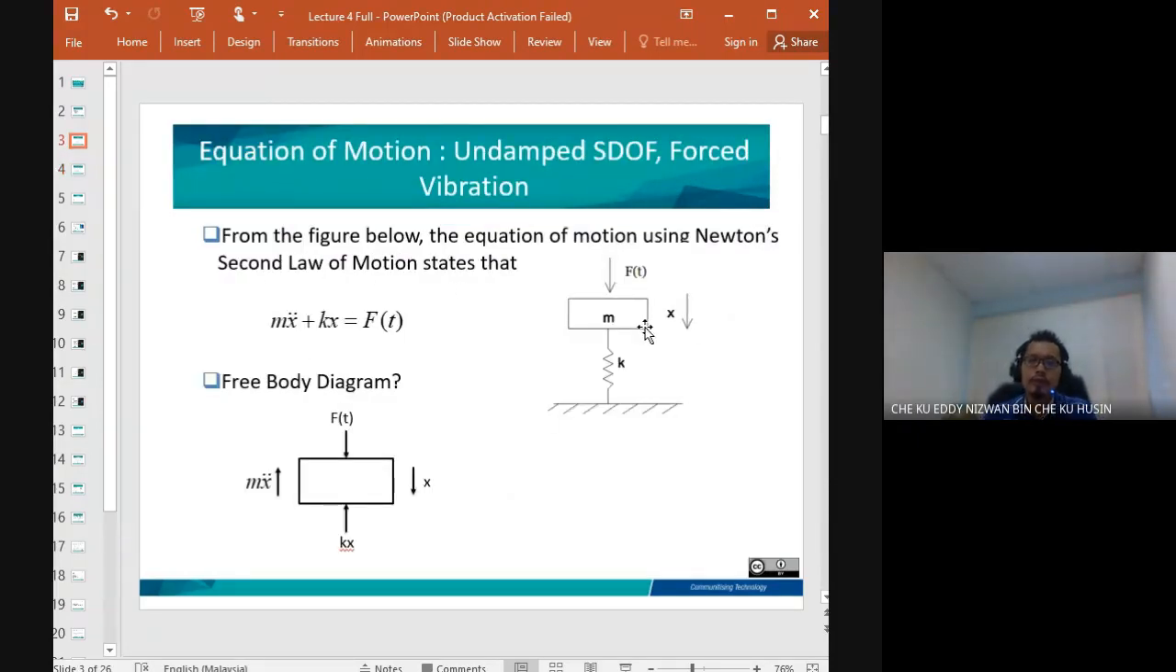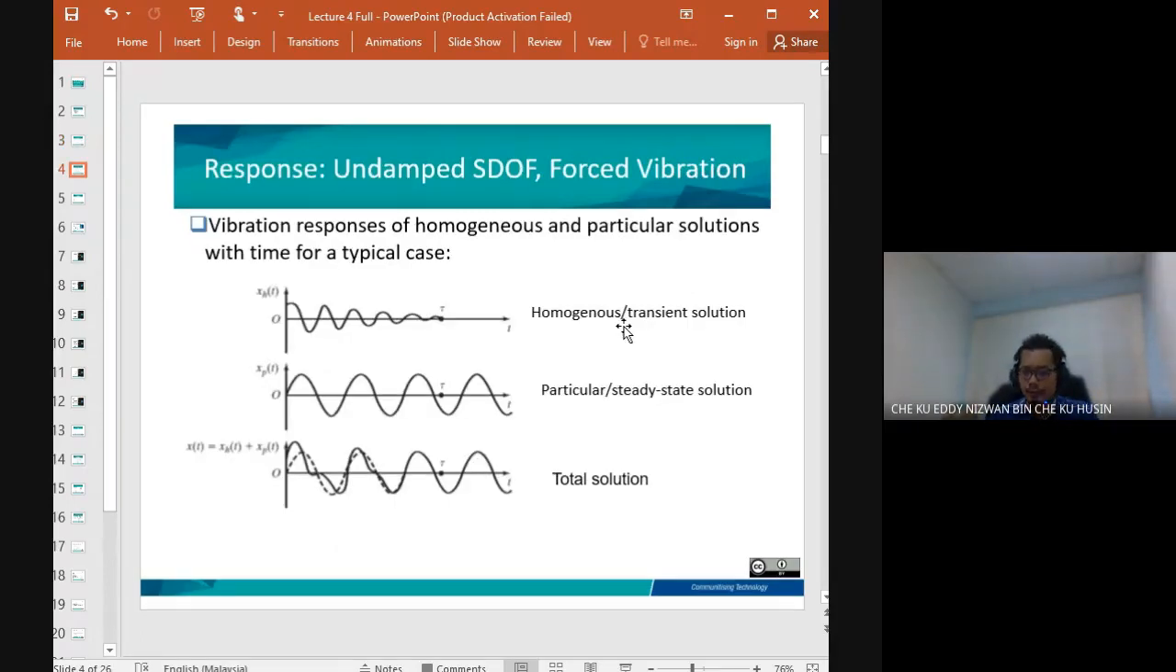Now we go for the response. The response for the single degree of freedom forced vibration, we can divide into two kinds of response. The first response we call the homogeneous response or transient response. This response is due to the initial conditions.